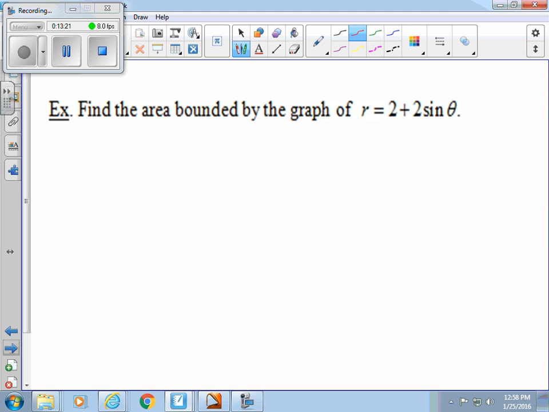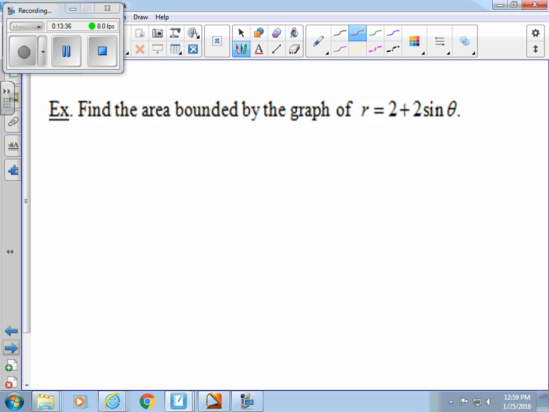How do I know it has no loop? Because I know the 2 and the 2 are the same, so this is a normal cardioid, a normal heart-shaped graph. That being said, I don't need to graph it. I just need to be aware of that.